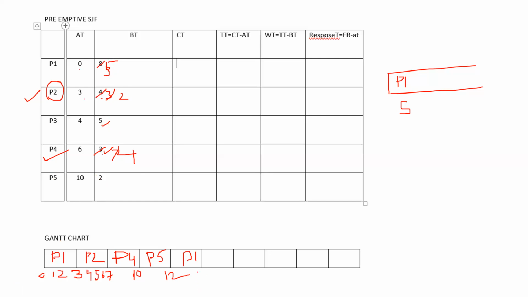P1 goes to 12 plus 5, it is 17. And next, which one? P3. P3, what is this? P3 is 5, yeah, 17 plus 5, 22. This is the Gantt chart.